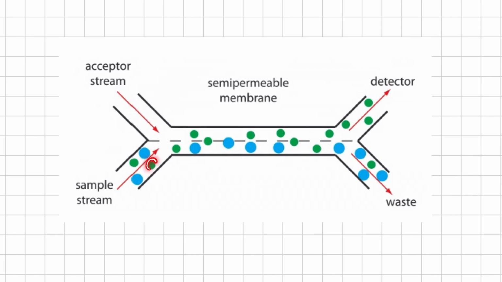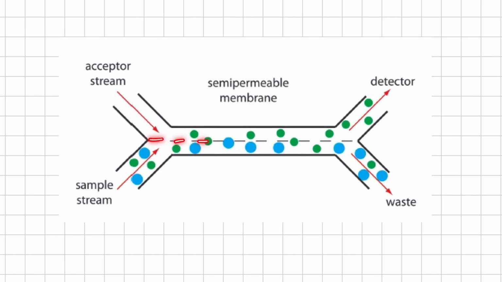The smaller green solutes can pass through the semi-permeable membrane and enter the acceptor stream, but the larger blue dots, which represent solutes of larger size, cannot pass through this semi-permeable membrane. Although the separation is not complete, note that some of the green solutes remain in the sample stream and exit as waste. So the blue is going towards the waste, whereas the analyte, the particles of our interest, are reaching the detector. It is reproducible if we do not change the experimental conditions.